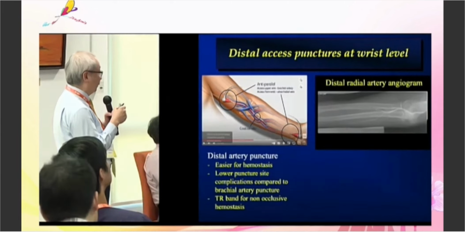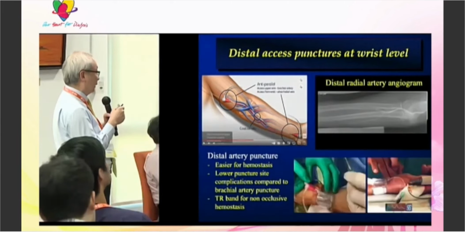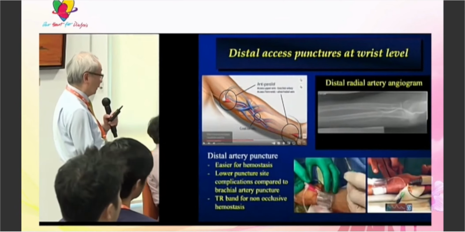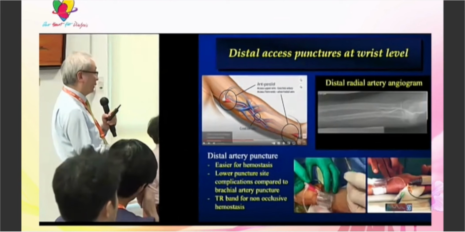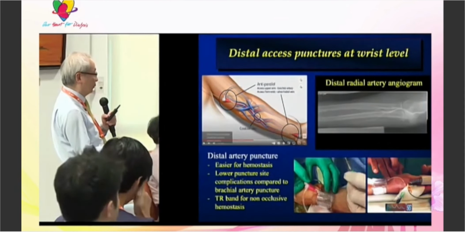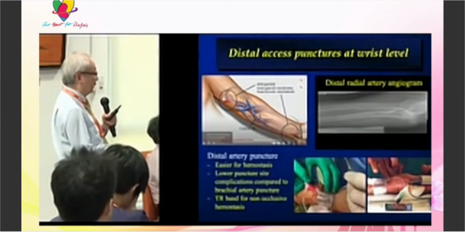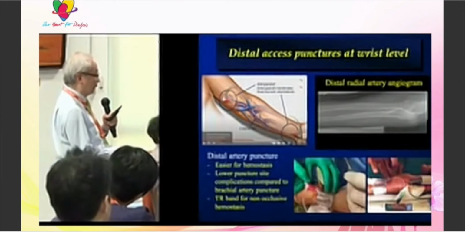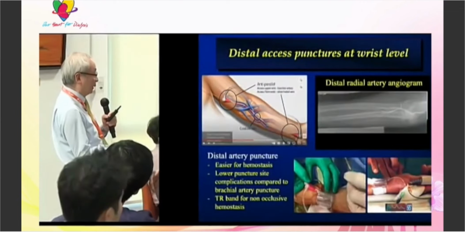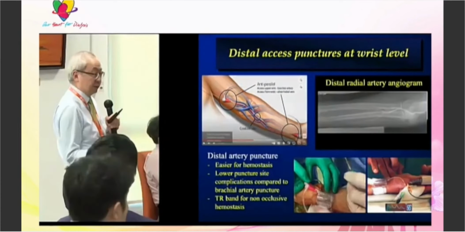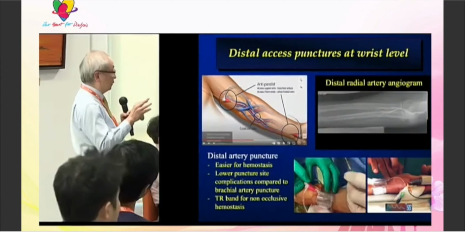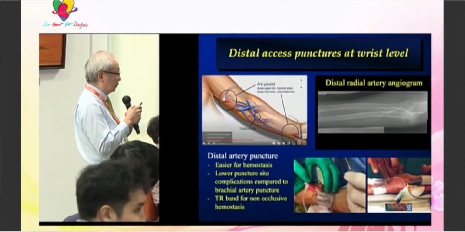And the main advantage is we can then use a TR band for hemostasis. And the good thing about TR band is this thing called non-occlusive hemostasis. So basically, we apply the band, which is filled with air, and we inflate enough air so that there is flow across the artery, but no bleeding. And we know there's flow because when you put the pulse oximeter on, it shows there's a waveform. So this reduces the radial artery occlusion rate.